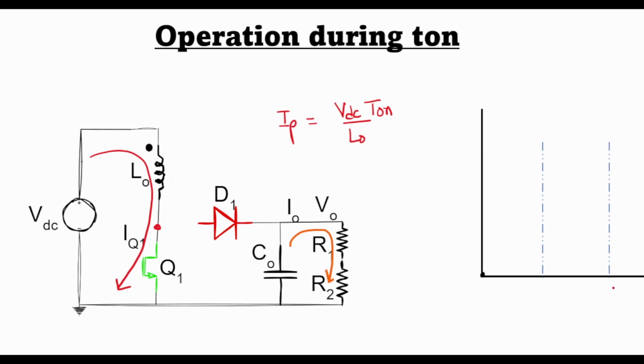And if this is a period T and assuming 50% duty cycle, we have a turn on period. The inductor current IL can be plotted as linearly increasing from 0 to a value equal to I peak during this duration of T on.